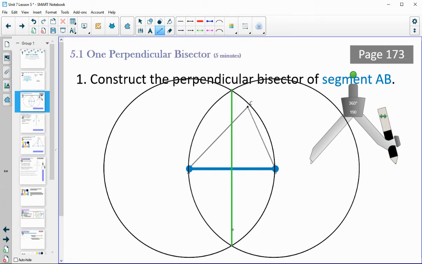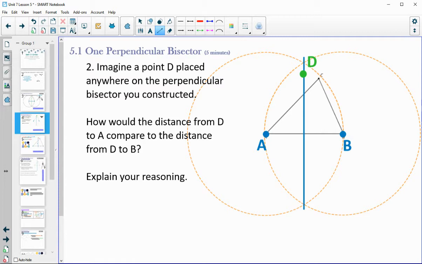Go ahead and make sure that you have done that. Construct the perpendicular bisector of AB. Then take that perpendicular bisector that you just created and draw a point D anywhere on it. It doesn't matter where it is, just anywhere on the perpendicular bisector that you just drew. Draw a point, label it D.